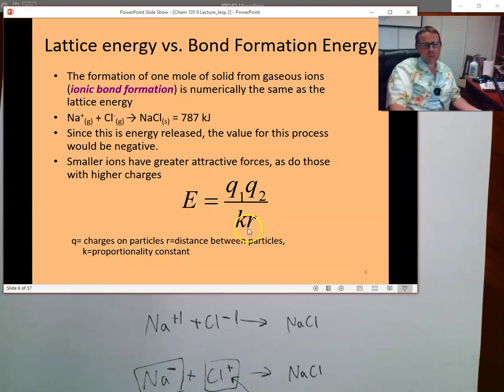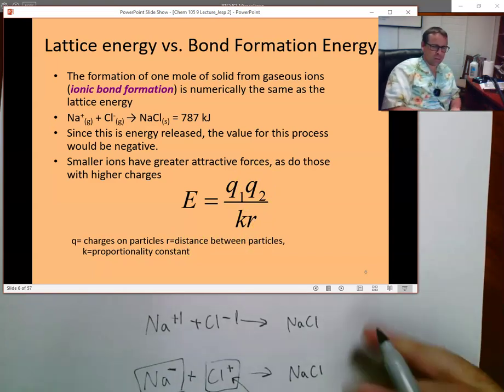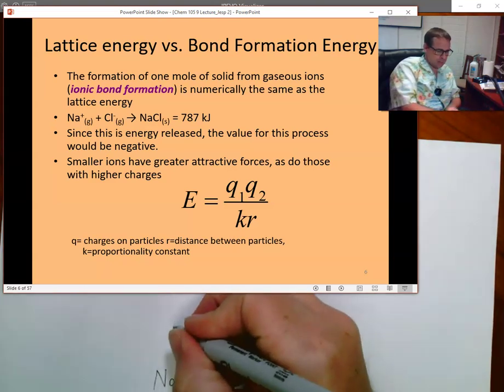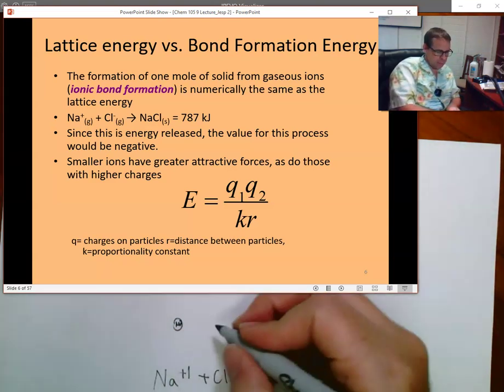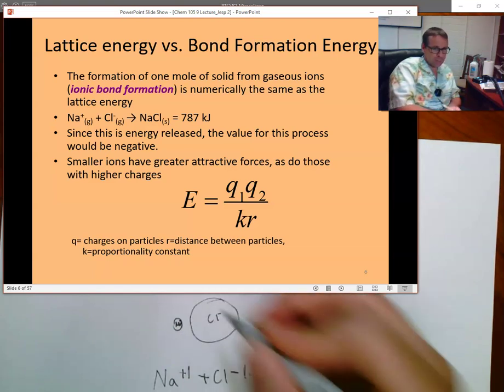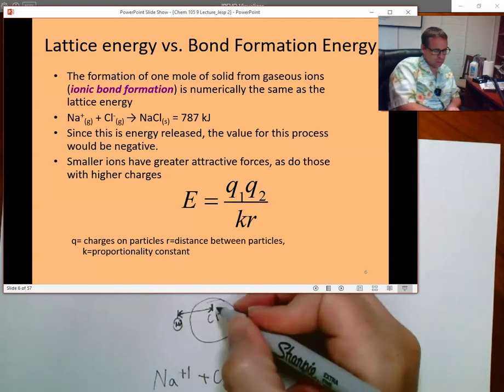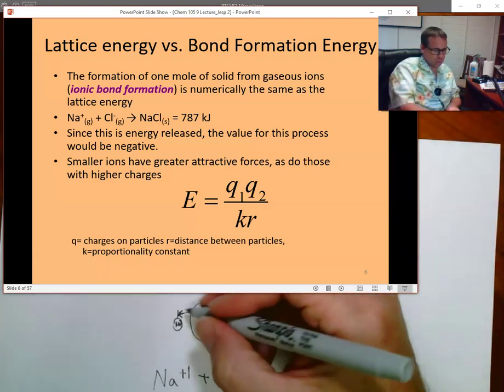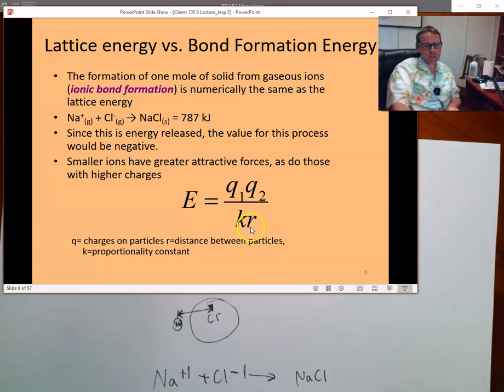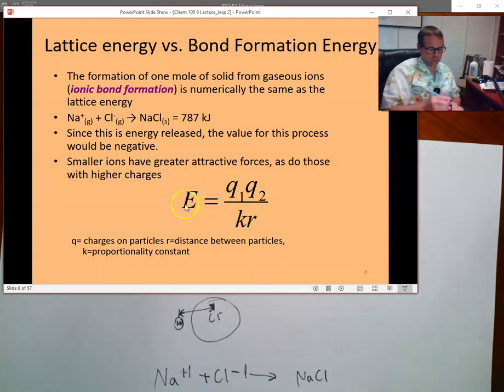But then R is the other variable that determines the energy. So there's the charges and R, which is the distance between the two particles. The distance between the two particles is governed by the size of the sodium ion in this case and the chloride ion. The size of those two limits how close those atoms can get to each other. The closer they can get, the smaller this distance, the larger the energy associated with forming that lattice.